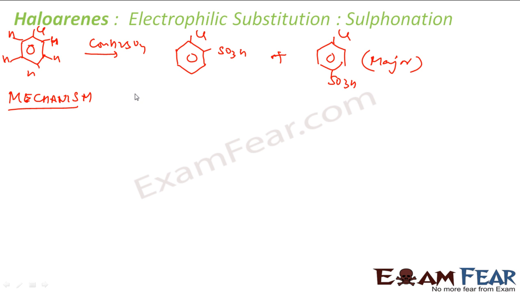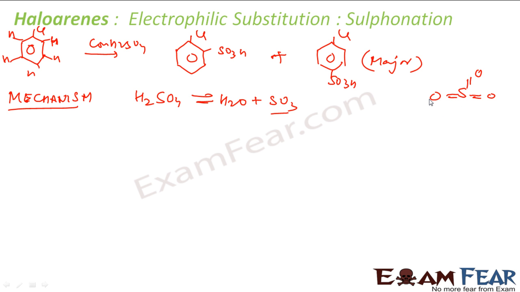So in this case my H2SO4 will form H2O and SO3. Now SO3 is an electrophile. See SO3, this is how SO3 is. There is no charge on it, it's an electrophile.